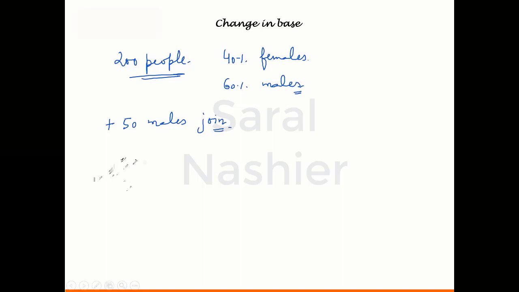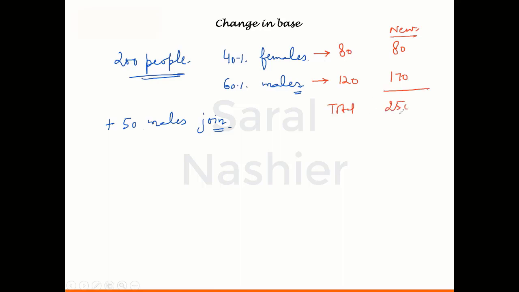Though this question is easy for us, we can easily find out the answer. Initially 40% females were there, that means the number of females was 40% of 200, that is equal to 80. The males were 60% of 200, that is equal to 120. Now because 50 more males have joined, the number of females is still 80, but the number of males has become 170. And the total population of the city now is 250.